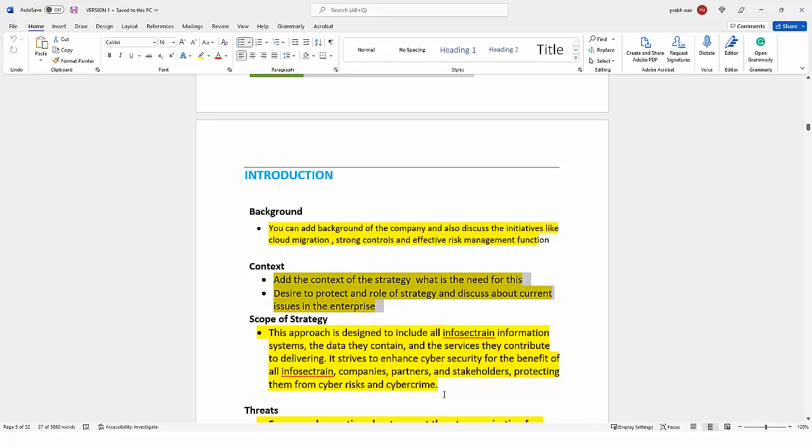Then I'm talking about the scope. Is the scope for one branch, or is this a scope for the entire business? Is it a scope for one particular unit? So it is very important to define the scope of the strategy. Okay, so this is just a sample I've given.